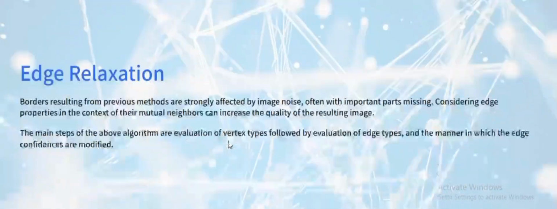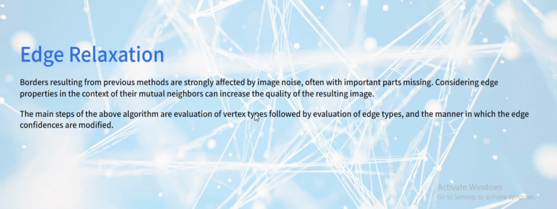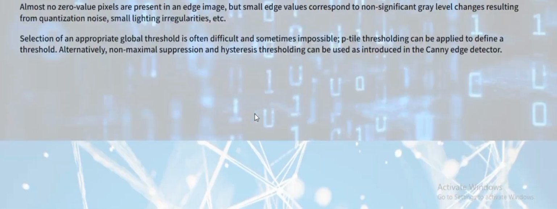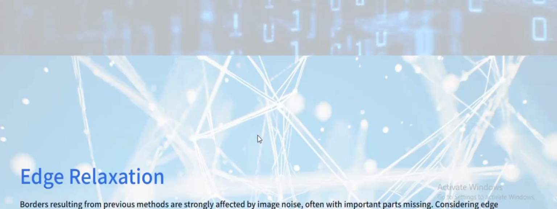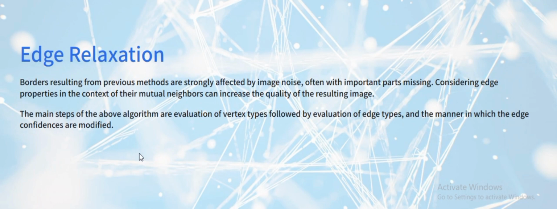edge, right. Now, edge relaxation is one of the methods. We discussed some of the methods used for finding the edge image threshold, that is, we can use p-tile, hysteresis thresholding, non-maximal suppression techniques, the Canny edge detector and so on. Another method is edge relaxation. Borders resulting from previous methods are strongly affected by noise, which results in important parts missing. In order to avoid that, we can go for edge relaxation.